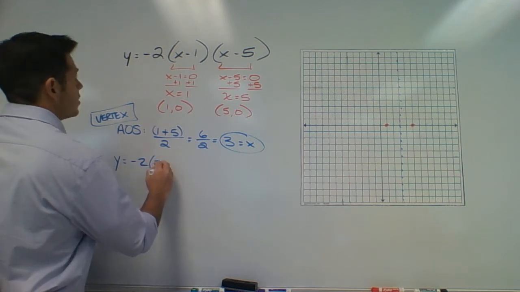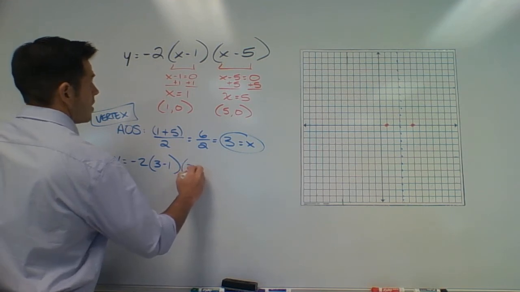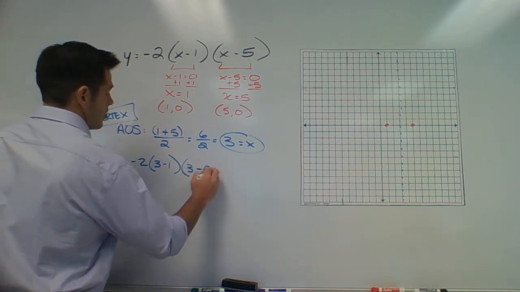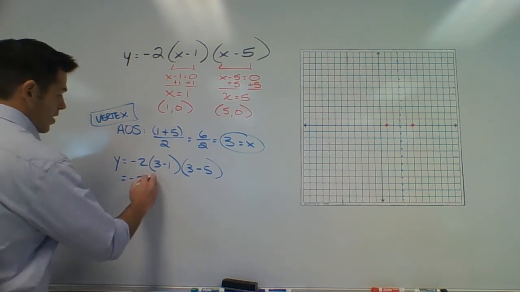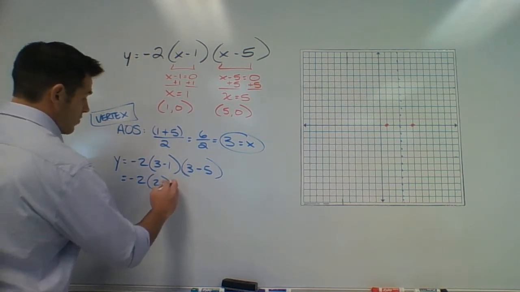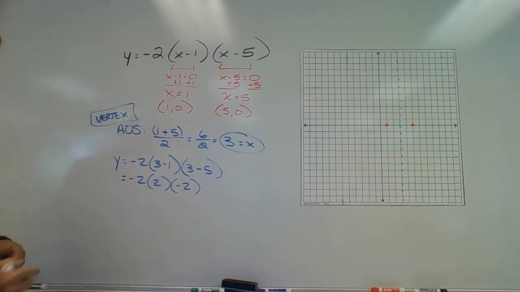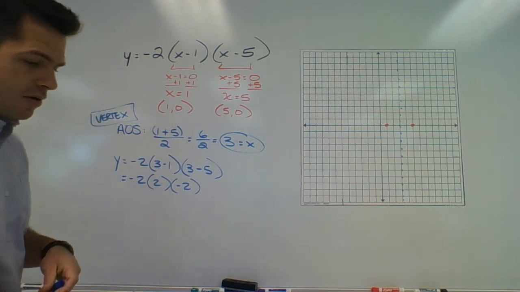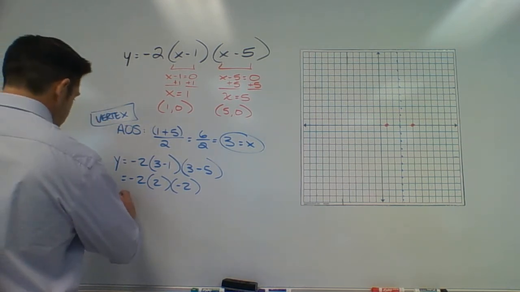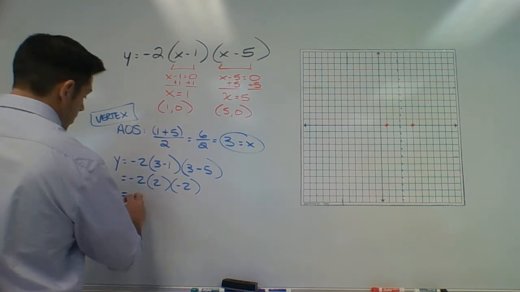I'm going to put 3 in wherever I see an x. There's once that it appears, and there's another time that the x value appears, so I have to plug it in both times. I'm doing some math work here. 3 minus 1 is 2. 3 minus 5 is -2. There's a whole lot of 2's in this problem. There's a -2 already out in the front. That's our a value for the original problem. So -2 times 2 is -4. -4 times -2 would be +8.